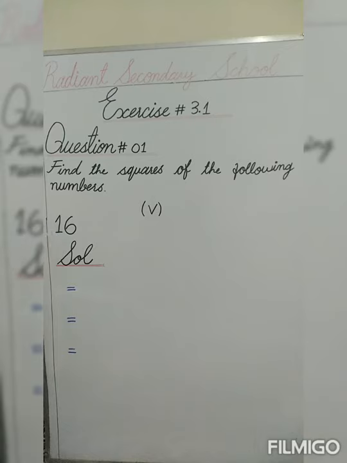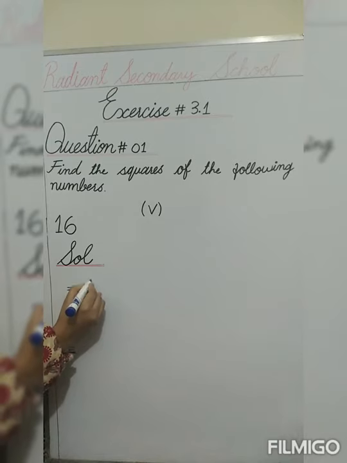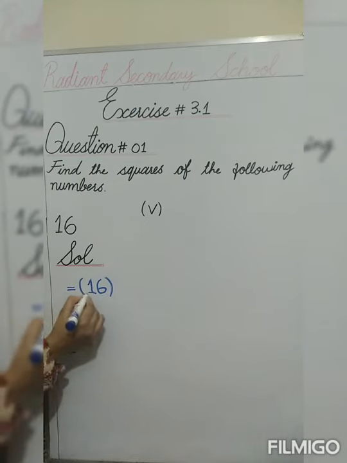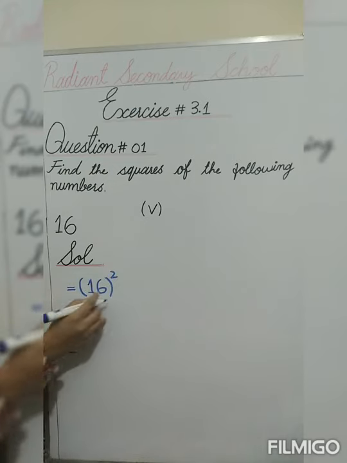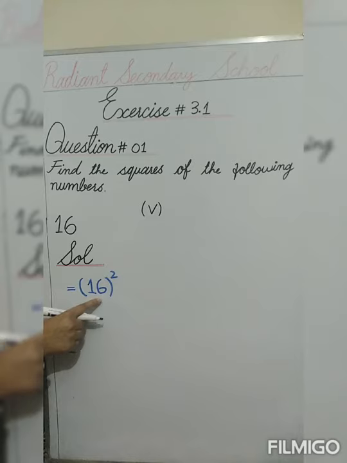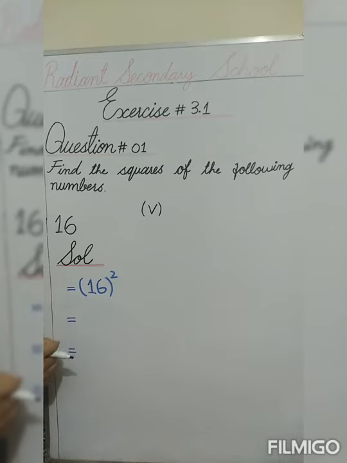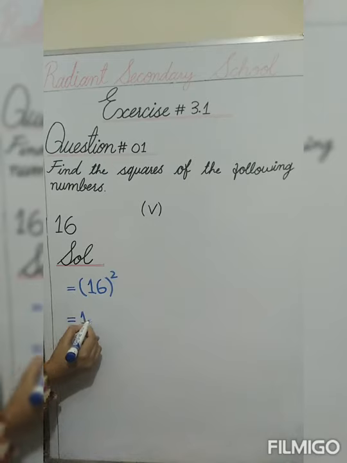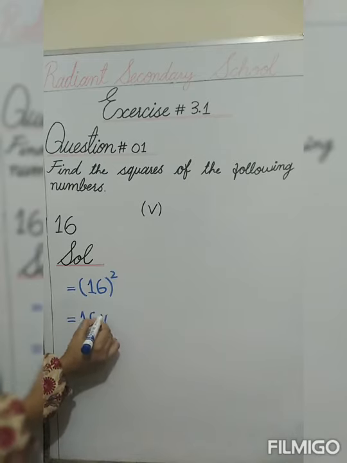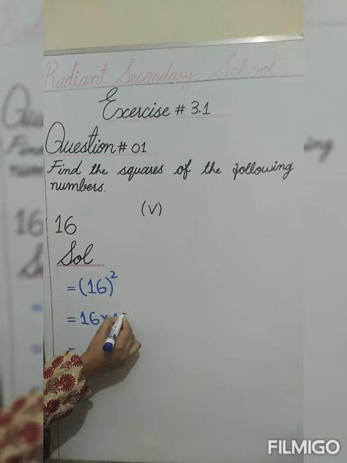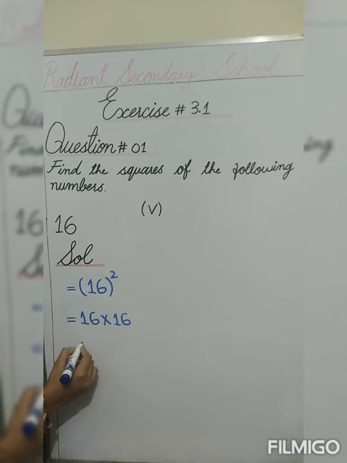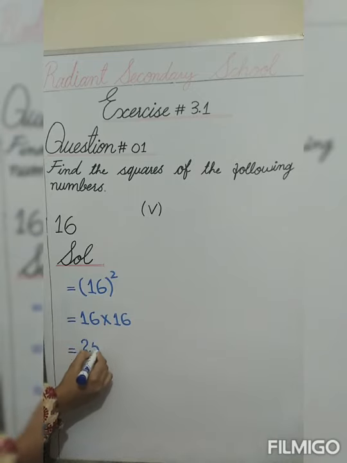So in the first step, what will we do? We will write square over this number 16. This 16 is the base and 2 is the exponent. Now 16 square means we have to multiply this 16 two times: 16 multiplied by 16. When we multiply these two numbers, we will get 256.